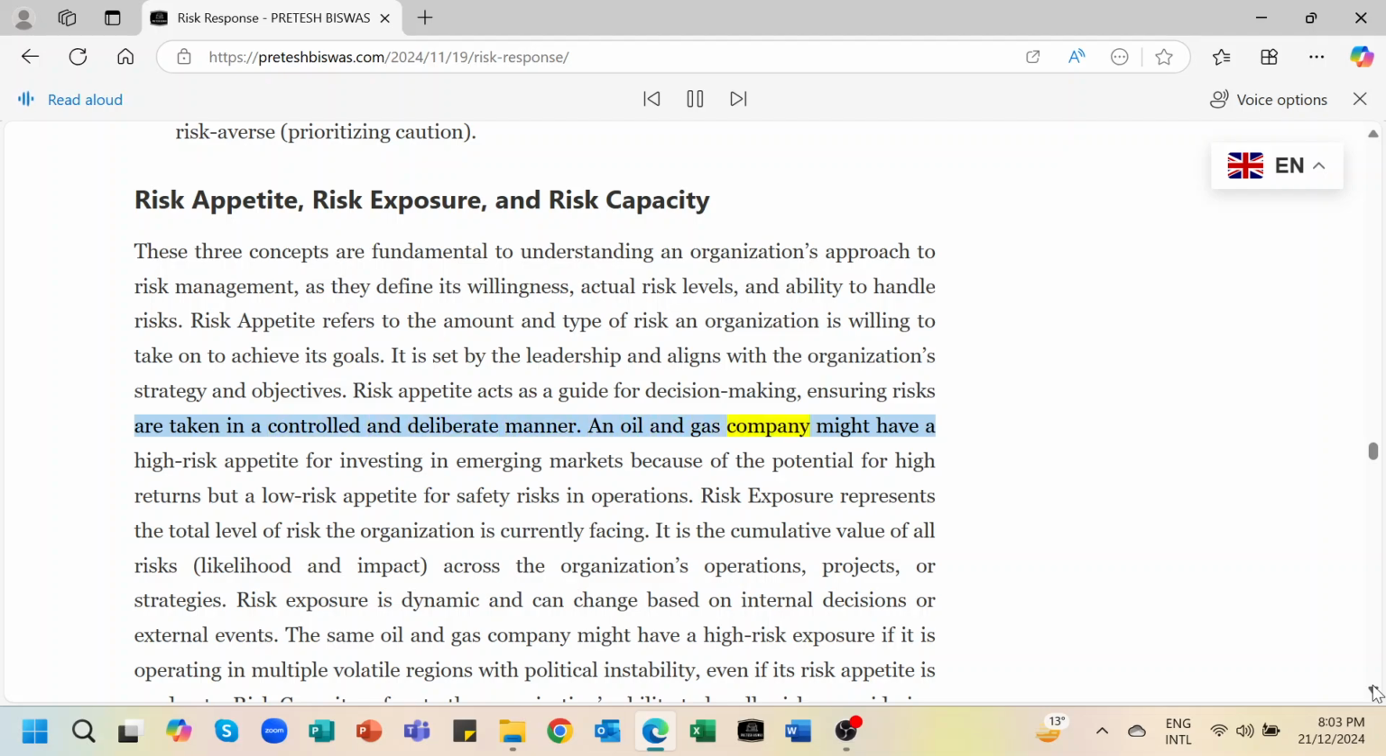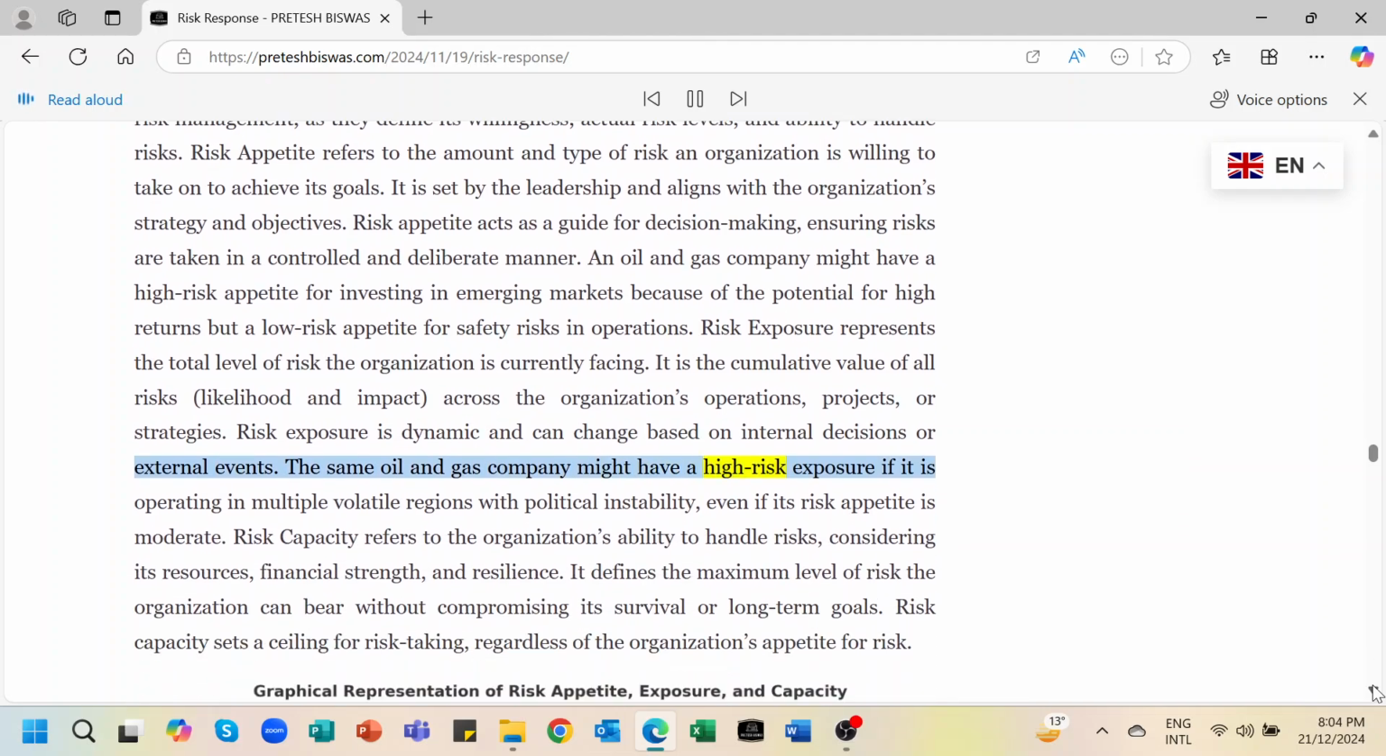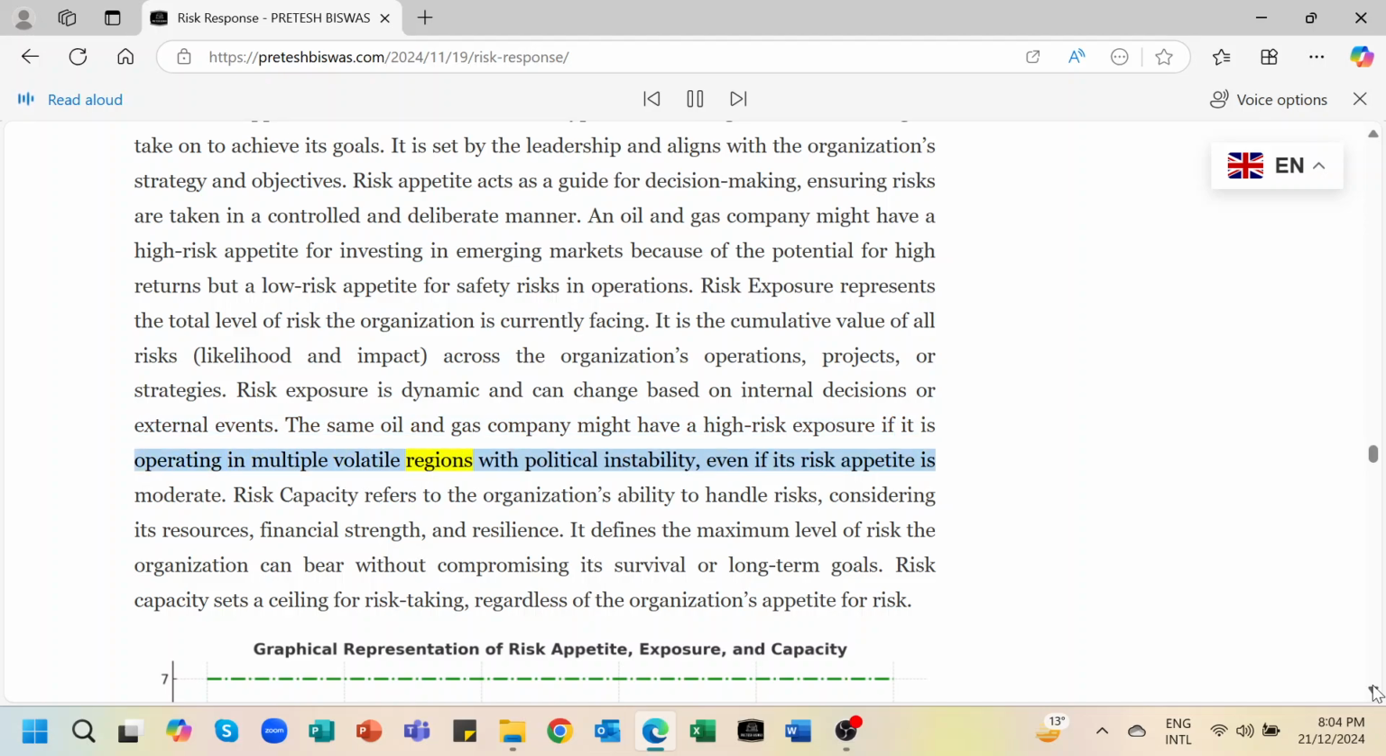An oil and gas company might have a high-risk appetite for investing in emerging markets because of the potential for high returns, but a low-risk appetite for safety risks and operations. Risk exposure represents the total level of risk the organization is currently facing. It is the cumulative value of all risks, likelihood, and impact across the organization's operations, projects, or strategies. Risk exposure is dynamic and can change based on internal decisions or external events. The same oil and gas company might have a high-risk exposure if it is operating in multiple volatile regions with political instability, even if its risk appetite is moderate.